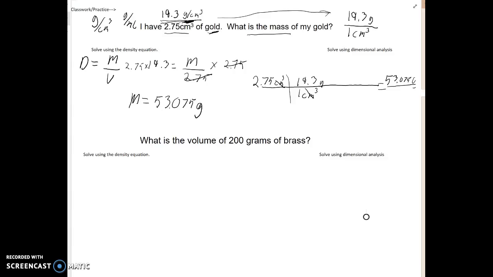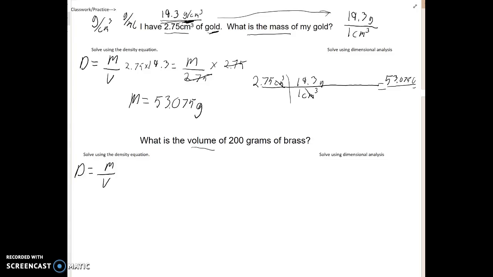Now we're going to go ahead and take a look at our second problem. What is the volume of 200 grams of brass? So we're going to start the same way. We're going to solve first with our density equation. Density equals mass divided by volume. This presents a particular challenge, or at least a common mistake that is made by many students, and that's when solving for a variable that is in the denominator. Oftentimes we solve for that variable incorrectly. So we'll have to pay close attention to that.